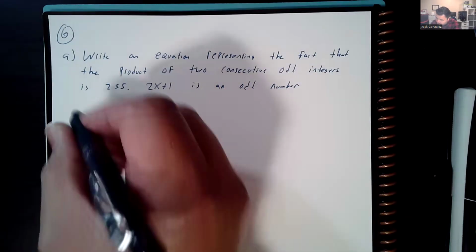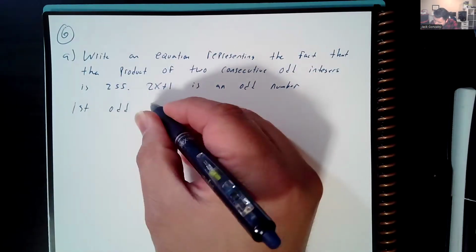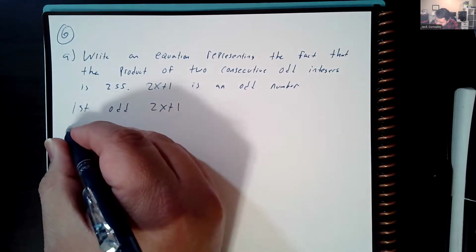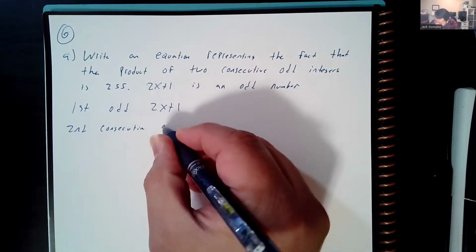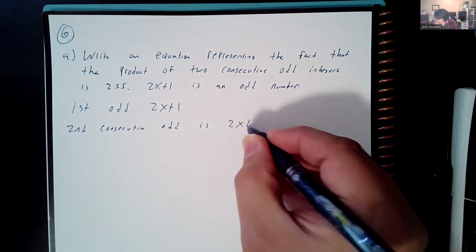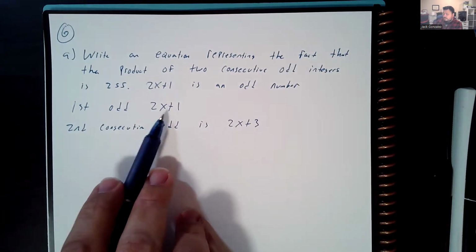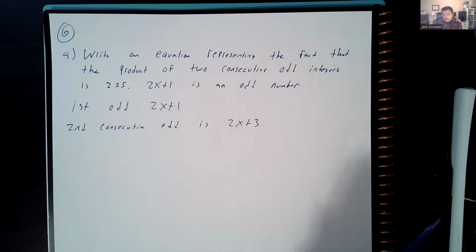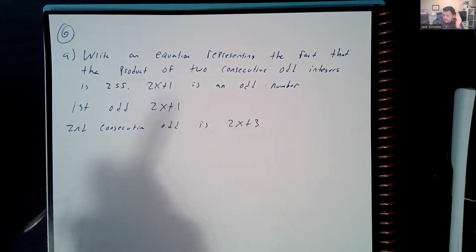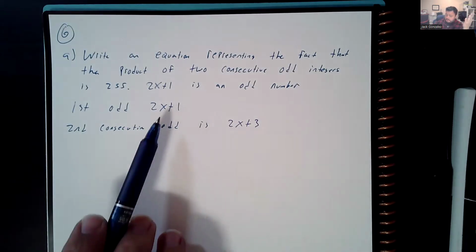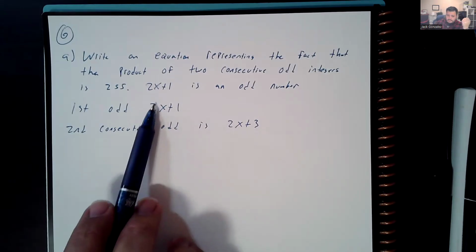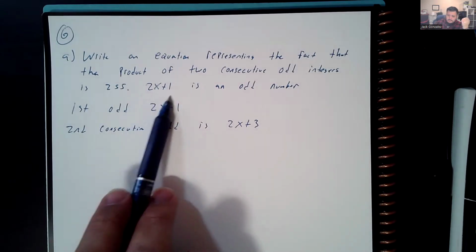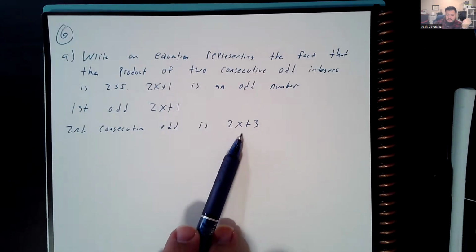So first odd is 2x plus 1. The next one, consecutive odd, is 2x plus 3, because the next thing would be even, so I would need the one right after. So if we're at, let's say, 5, I would need to go two more to get to 7. So those would be consecutive, so it would have to be two more. So that's how I came up with this. So this means no matter what x I choose, it's going to become odd. This thing would be the next odd number.